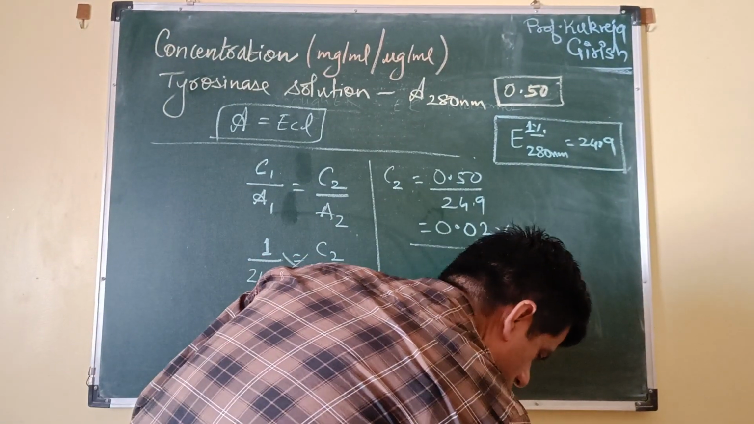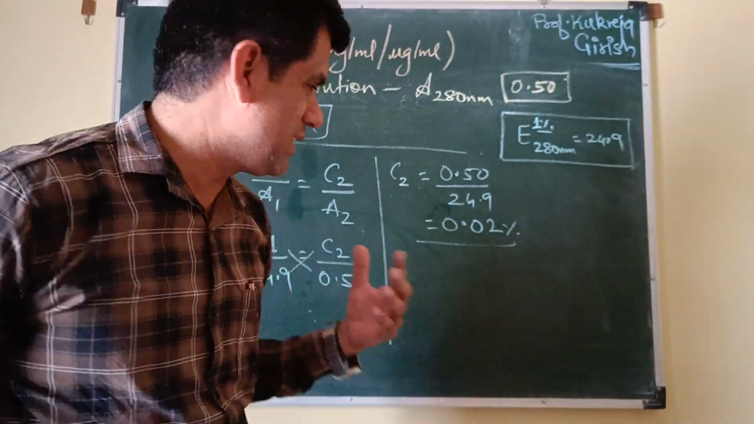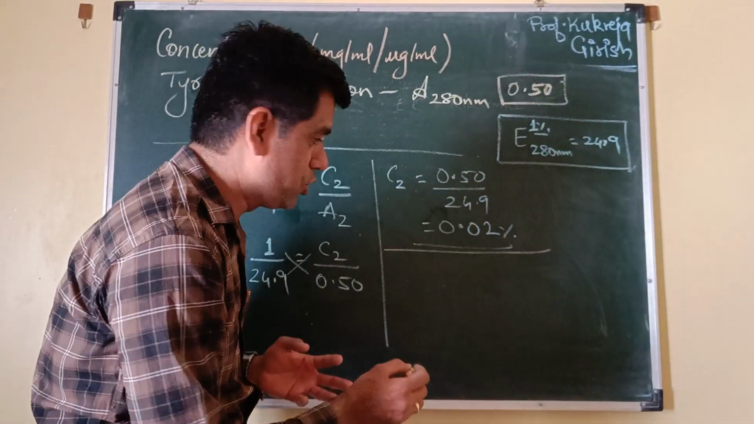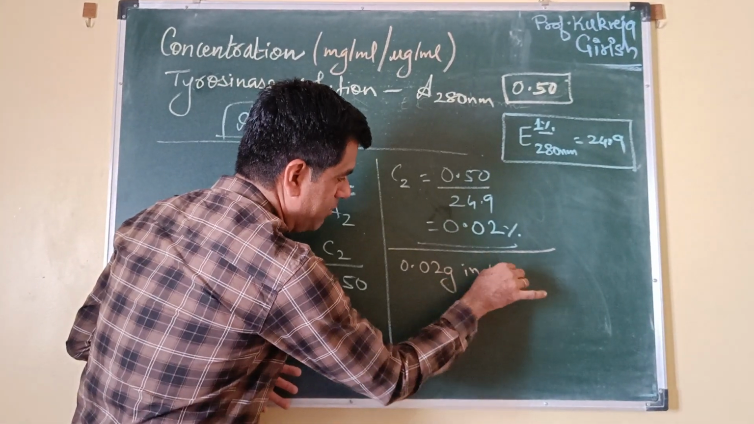I'm going to be very raw this time. I'm not going to give you some tricks and formulas. Let us be simple sometimes, right? So it is 0.02%. So it is 0.02 grams in your 100 ml.